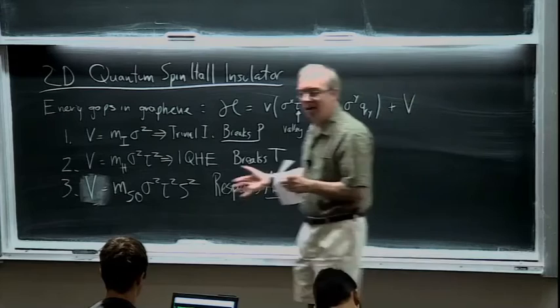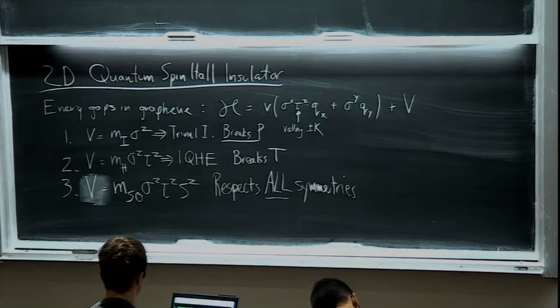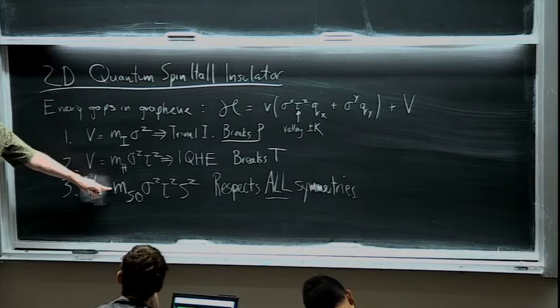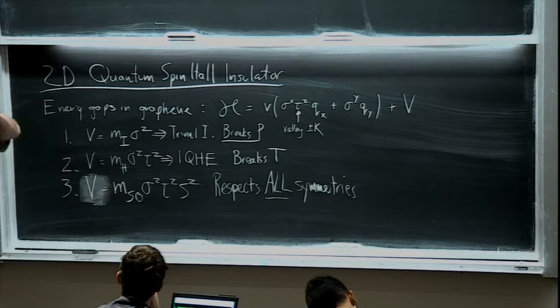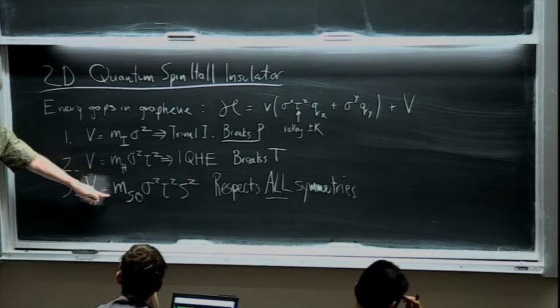If you believe in the mantra that anything that is allowed by symmetry will be present, then you have to accept the fact that graphene will have an energy gap. Because this term is allowed by symmetries. And if you look at all the crystal rotational and mirror symmetries, this respects every symmetry. And so it has to be there.